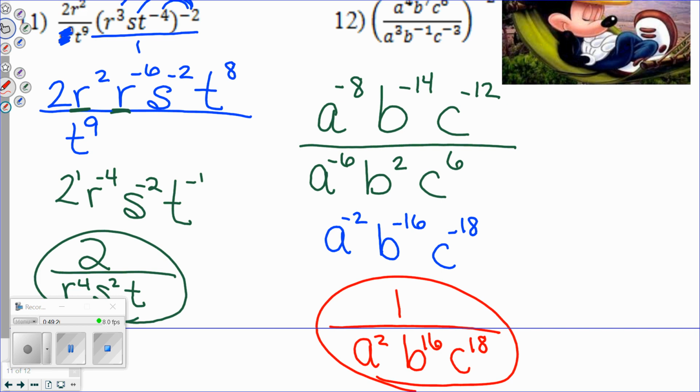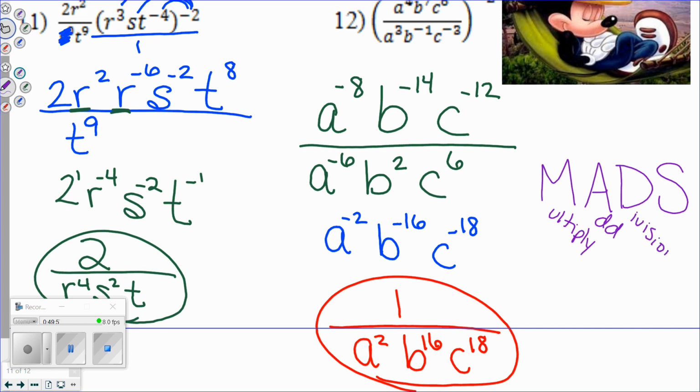Okay, good. Guys, real quick, one last thing, because I know some of you struggle to remember these properties. MADS. I know it's not really a word, but think of it, you need to get MADS disease in math class, okay? It's a disease I want you to catch. If it's a multiplication problem, what do you do with your exponents? You add them. If it's a division problem, you subtract. Maybe that'll help you remember. So if it's a multiplication problem, you add your exponents. Division problem, you subtract your exponents. So if that helps.